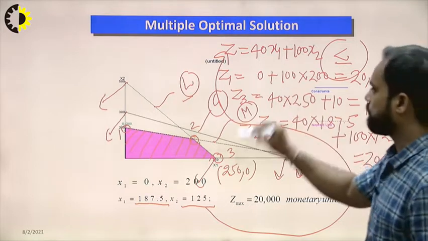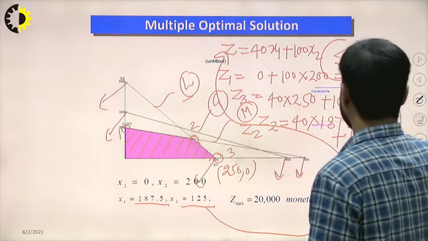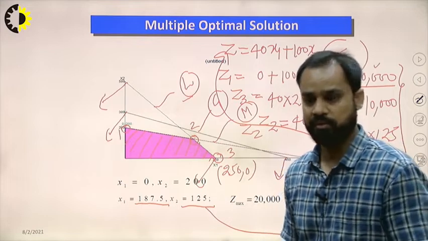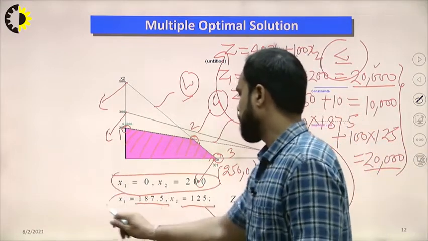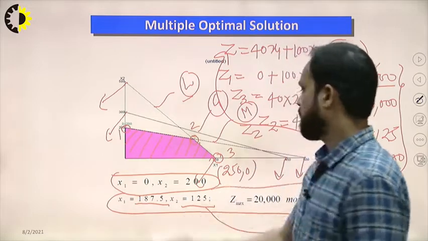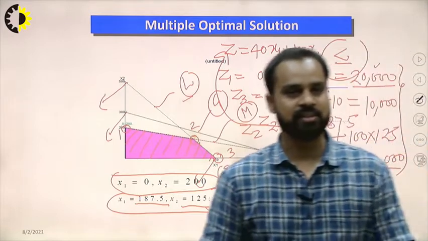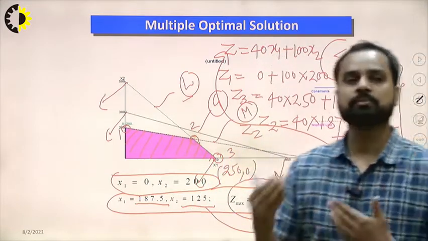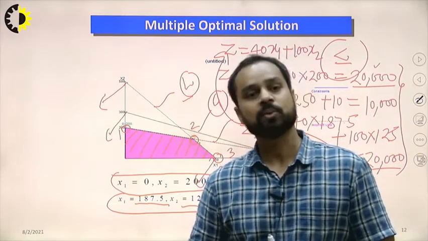Because this problem is one of maximization, these three corner points give the value 20,000. We are getting 20,000 at two different combinations of decision variables. One combination is this and another combination is this. Because we have two different combinations of decision variables giving the same optimal value of 20,000, I am calling this problem an alternate solution, or I can say multiple optimal solution.